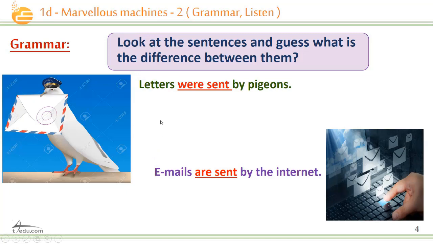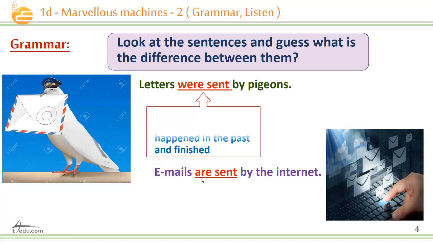Excellent. So, let us see. Here we care more about the action itself, about letters were sent. And here we have the agent, which is by pigeons. Now we have the action here of emailing sent, and the agent is by the internet. So these are passive sentences. First one is the verb to be in the past form. And here we have the verb to be in the present form.